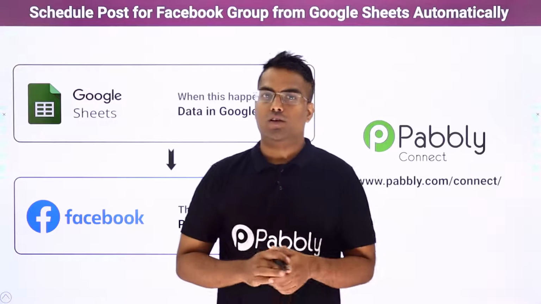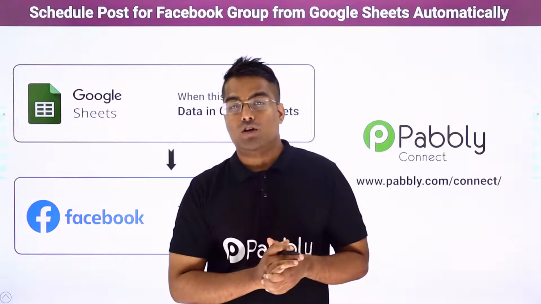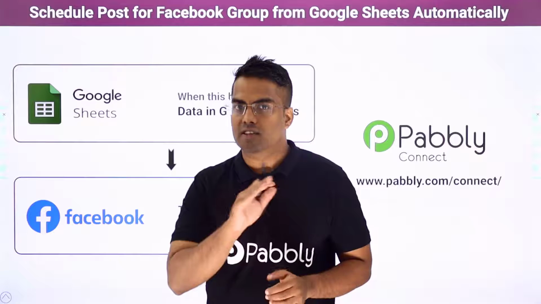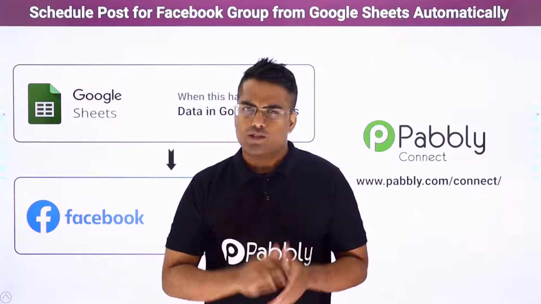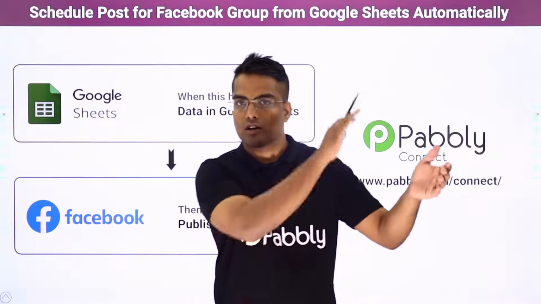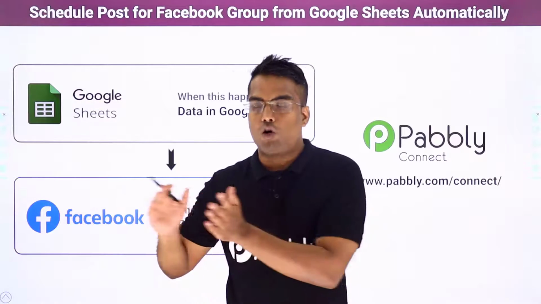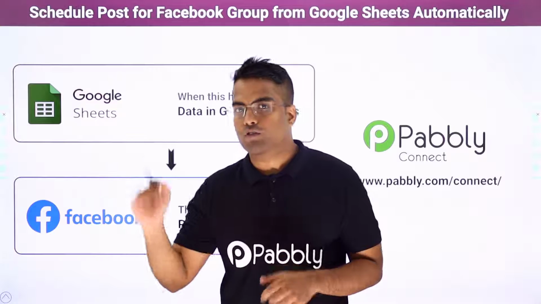So what you really want to do here is, on 25th of December 2021, that is the Christmas day, you want to automatically publish this greeting on your Facebook group. So this is a very simple idea. You have a ton of data in your Google Sheet. On the basis of the date, you want to automatically publish the post on your Facebook group.